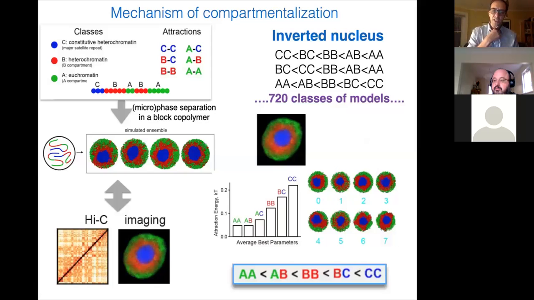So basically, what the simulations have told us is that nuclei are organized by block copolymer type microphase separation, because I can reproduce this just by models of block copolymers. And second, this block copolymeric phase separation is driven entirely by attraction between kind of junk DNA, stuff that does not really do much, and it ends up being in the center in this inverted nuclei.